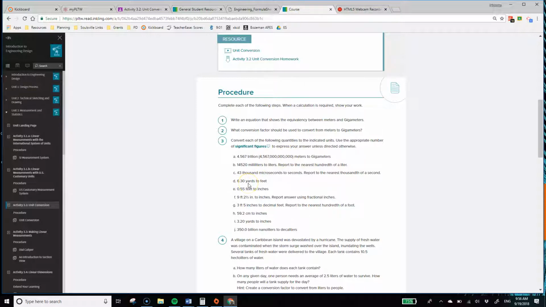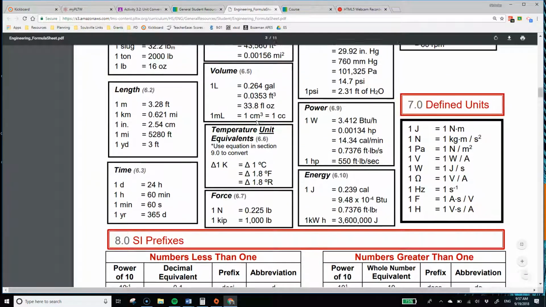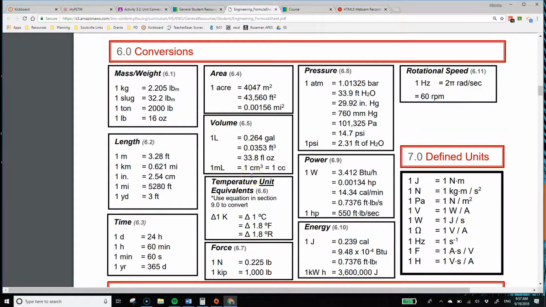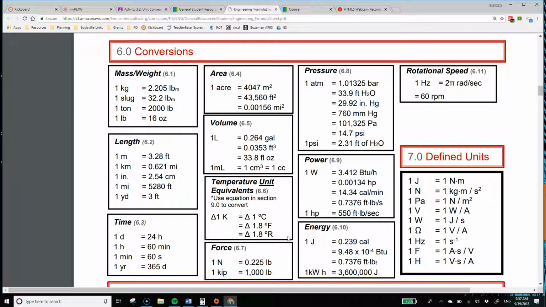All right, so D said 6.30 yards to feet. So we'll start out by putting 6.30 yd. When we're doing this kind of conversion, we need to use some of these conversion factors up here. So can anybody find me a conversion factor that converts yards to feet? Zaire, you found it? All right, 1 yard equals 3 feet.